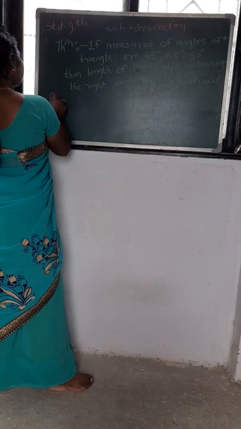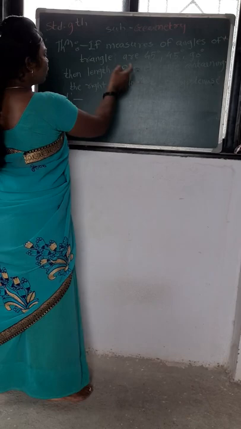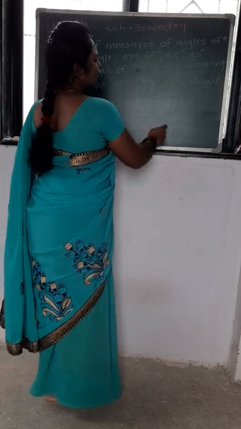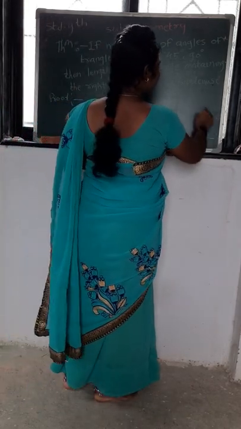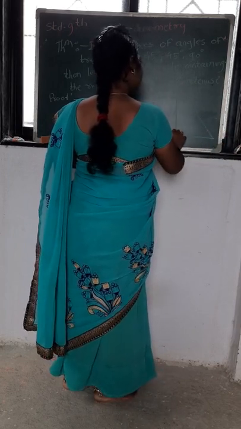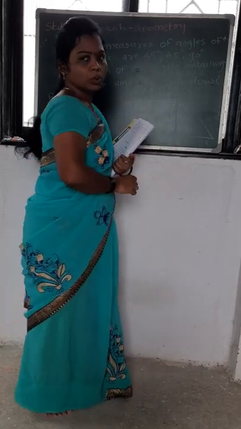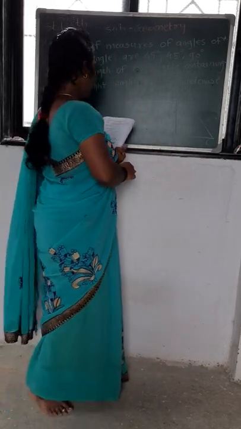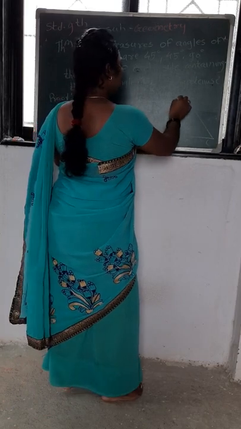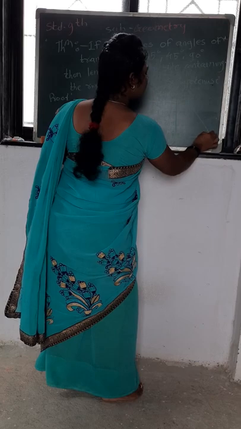Proof is: we are given a right angle triangle. We draw one right angle triangle. ABC is a right angle triangle. Angle B is equal to 90 degree. Then the other two angles are 45 degree, and the second one is 45 degree.